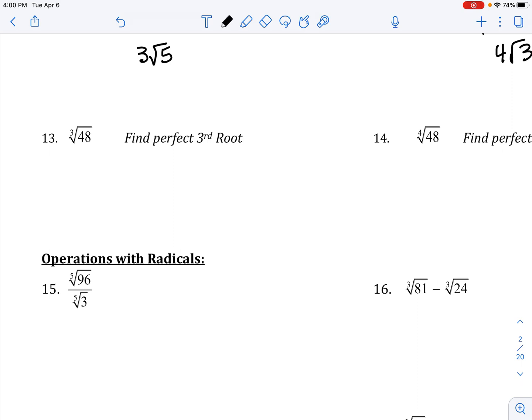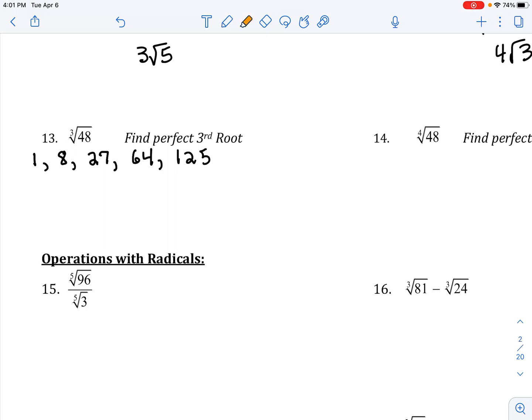Well, that means we need to have a list of perfect cubes. So perfect cubes, let's go ahead and create that. 1 times 1 times 1 is 1. 2 times 2 times 2 is 8. 3 times 3 times 3 is 27. 4 times 4 times 4 is 64. And 5 times 5 times 5 is 125. I'm going to go ahead and stop there for now, okay?